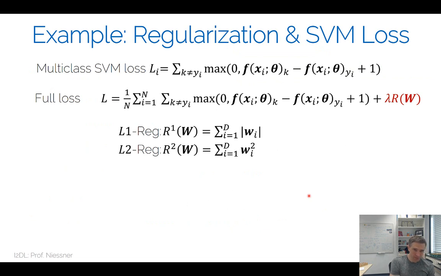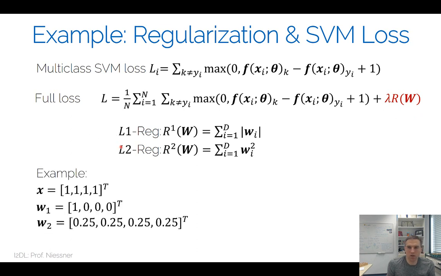Okay. So let's have another example here. Regularization with SVM loss. So we have here our multi-class SVM loss. We have our full loss, which is taking SVM plus our regularizer here. We have L1 and L2 respectively, which we can try out. We have our examples again. This is our input vector, which is just 1, 1, 1. One set of weights is 1, 0, 0, 0. The other weights are 0.25, 0.25, 0.25, 0.25.